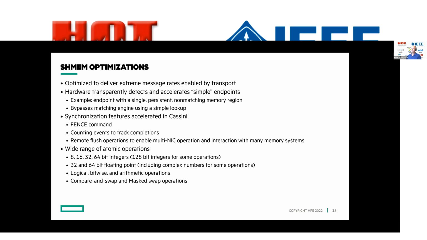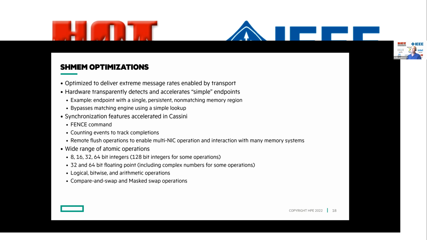But we did a lot of work to enable the NIC to process messages on both transmit and receive side at that rate. So for example, on the hardware, at the target, instead of going through a matching engine, it will actually detect that you've got a case where you have a simple endpoint. And by simple, I mean that you have a single non-matching memory region at the start, and it will bypass the matching engine and use a simple table lookup to get the state for that. So you can process those messages once every 2 cycles as they're coming in.